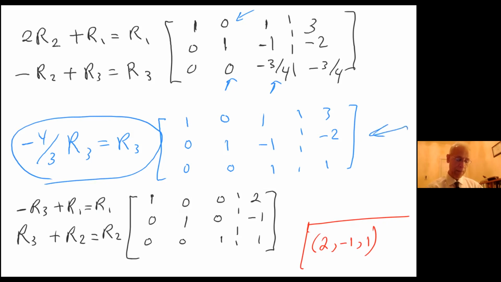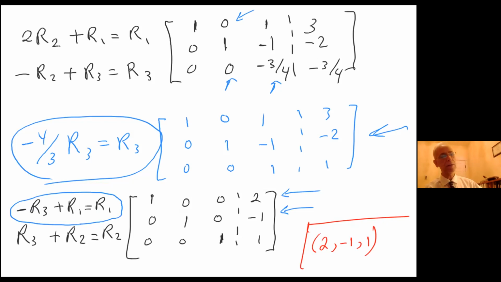And finally, row 3 times -1 added to row 1, and using that as row 1 is here. Then row 3 plus row 2, used as my new row 2, is here. And row 3 doesn't change, and it doesn't need to change.